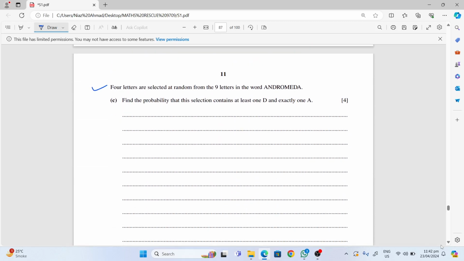4 letters are selected at random from the 9 letters in the word Andromeda. Find the probability of exactly 1 D and exactly 1 A. So 1 D, 1 A. It could be selecting 2C1 times 1C1 and then 5C2, which gives 40 when 1 D and 1 A.